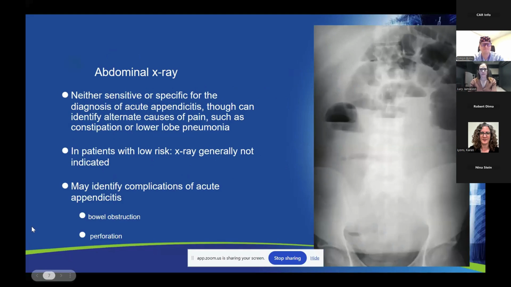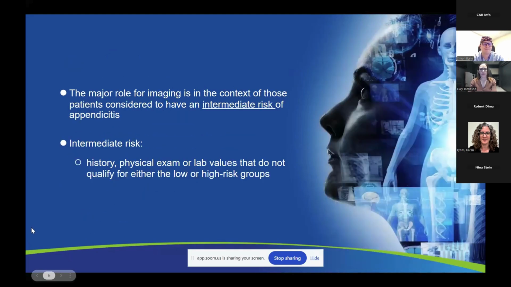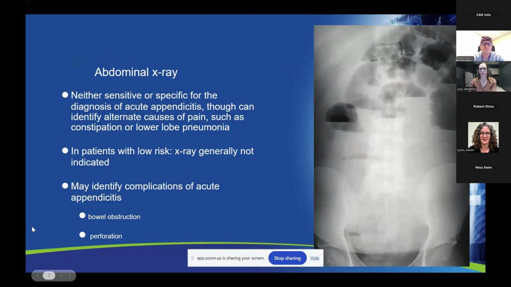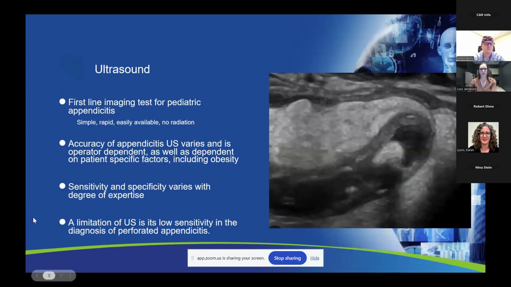Great, thank you. So we can talk about some of the modalities. Karen's talked already about X-ray and how it's not sensitive or specific for diagnosis of appendicitis, but it can be used to look for alternate causes of pain, such as constipation or occasionally lower lobe pneumonia. In patients with low risk, it's generally not indicated, but it can help identify complications such as bowel obstruction or perforation. Ultrasound, as Karen mentioned, is the first-line imaging test.